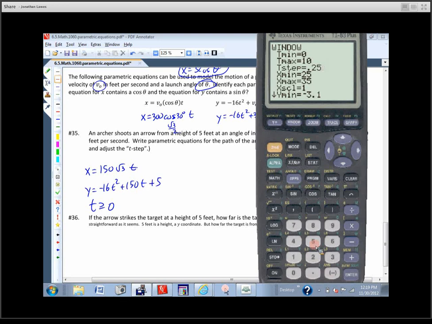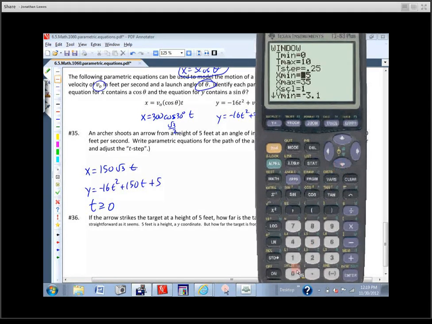Now, what does x stand for in this problem? We got an archer standing there. He's going to shoot an arrow like this. What does x stand for? That's the horizontal distance, right? So where should we start? Probably start at 0. So let's put a 0 there.